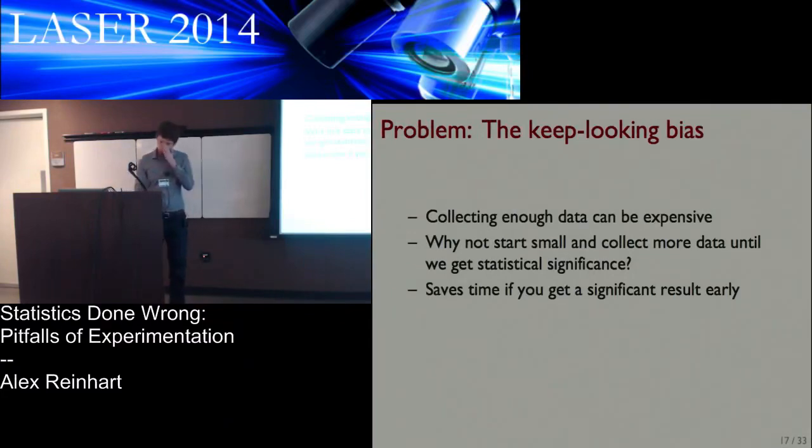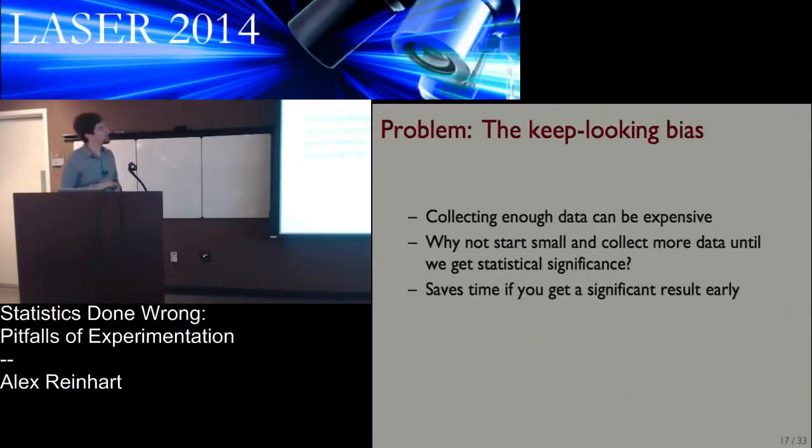So here's the problem though. Collecting enough data is expensive, like we mentioned before. So why not start small? And maybe we'll get lucky and we'll get a statistically significant result. Or maybe we'll have to keep adding more subjects to our study until either we get significance or we run out of money and time, or we hit the conference deadline. So if you get a significant result early, you get to stop early, saves you a lot of effort. If you don't, well, nothing really lost. You would have had to collect that much data according to the power calculation anyway.